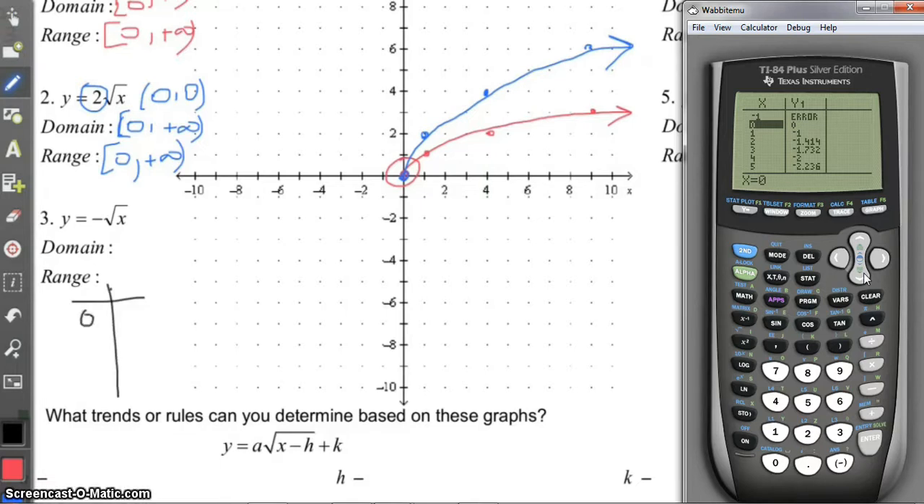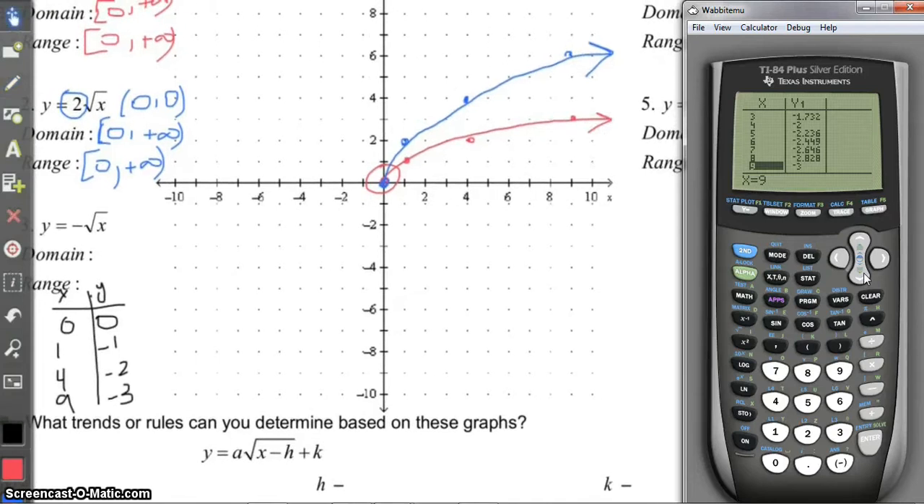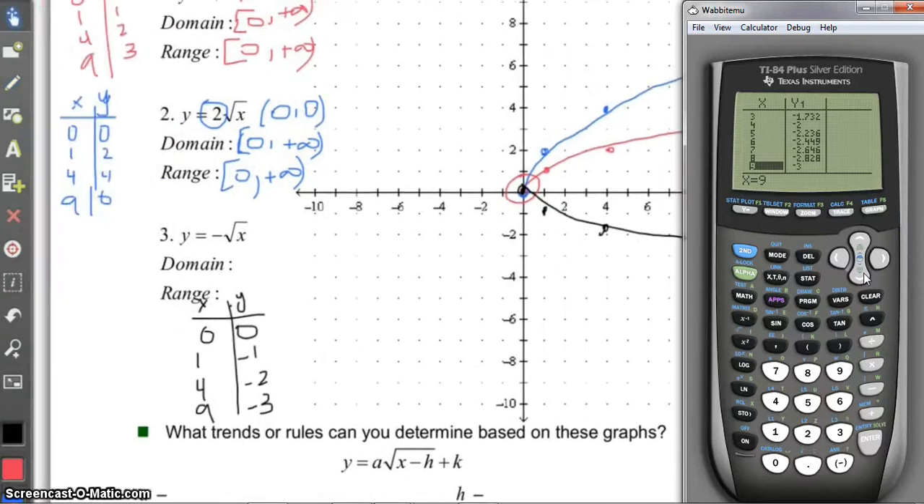It's going to be 0, 0. The second point that makes sense is 1, negative 1, 4, negative 2. I'm going to take 3 points this time, or you can continue. 9, negative 3. So my endpoint is again going to be 0, 0. Then we have 1, negative 1, 4, negative 2, 9, negative 3. It's not a shooting star anymore, it's a reflection of the shooting star because of the negative.